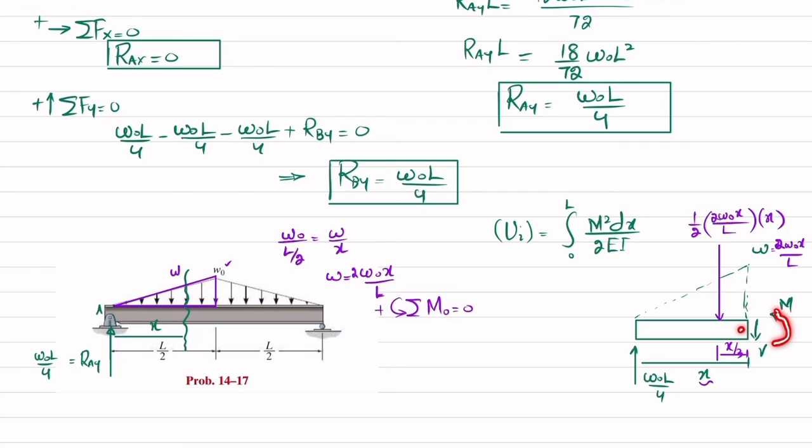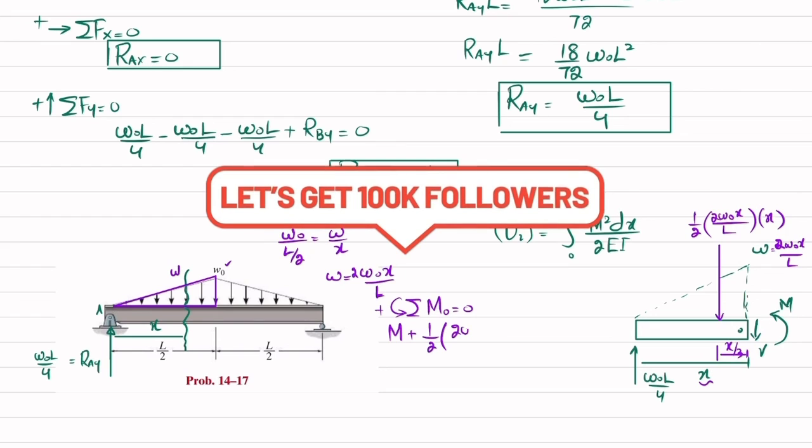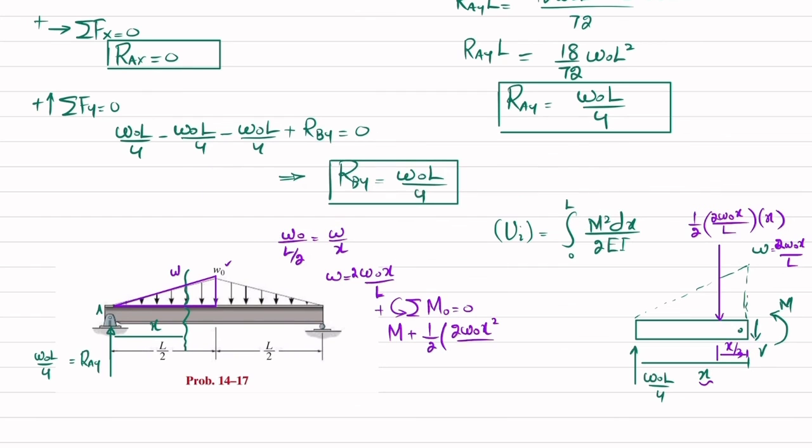About point O, one moment is this external reaction moment, which is counterclockwise, so it will be positive, so I will write plus M. The second moment will be due to this load, and the perpendicular distance is x by 3. It is also producing counterclockwise moment, so it will be positive, so I will write plus 1 over 2 W naught x square over L into perpendicular distance x by 3. And the third moment is due to this W naught L over 4, and the perpendicular distance is x, as it is producing clockwise moment, so it will be W naught L over 4 into x is equal to 0.